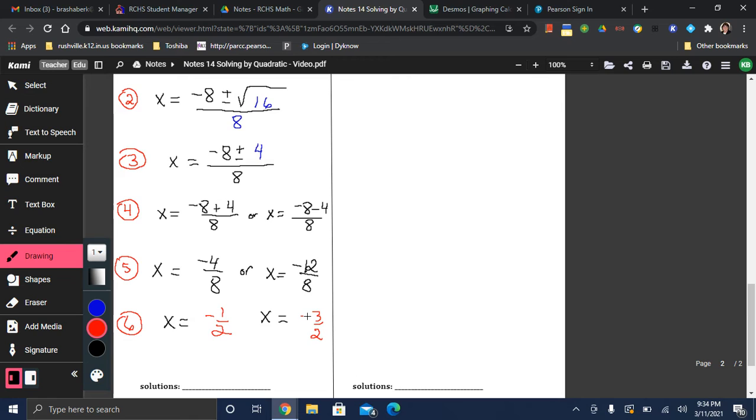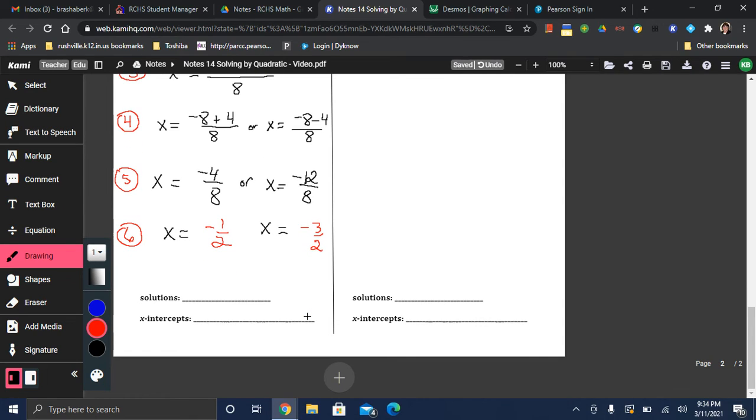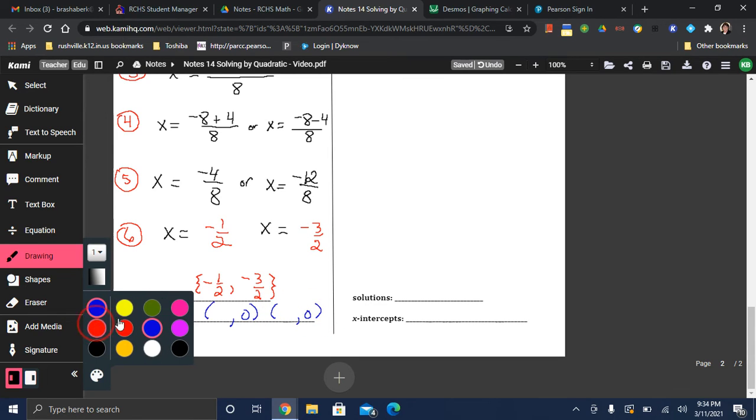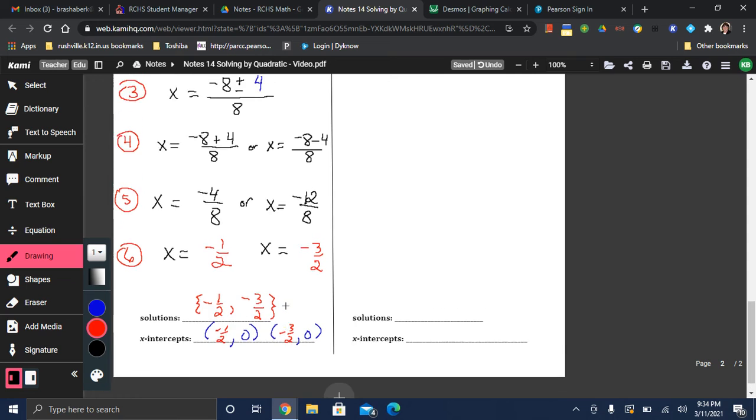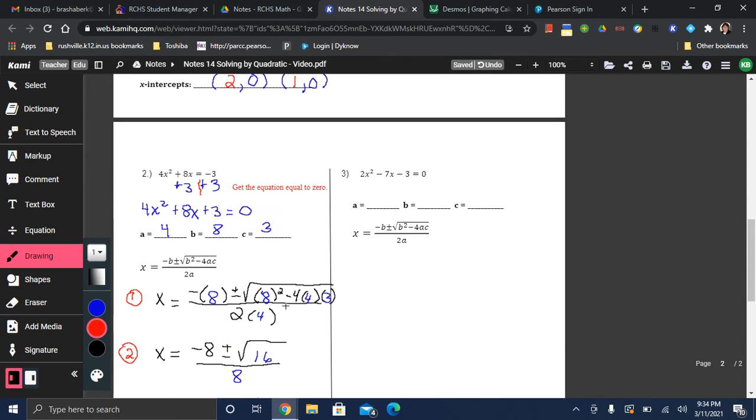So notice that sometimes you're going to get fraction answers. So these are the solutions. This would be negative 1/2 and negative 3/2. And those are x-intercepts. So remember that your x-intercepts have a y value of 0. And so one of the x-intercepts is negative 1/2, 0, and the other x-intercept is negative 3/2, 0. Okay, and then we'll go to our third example.